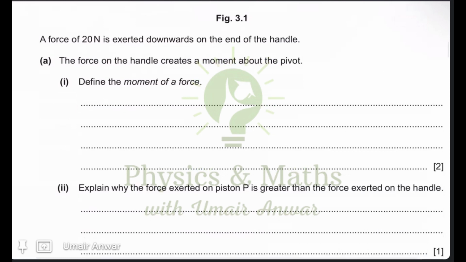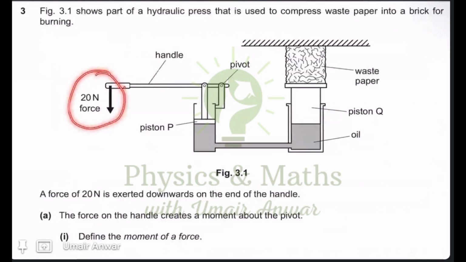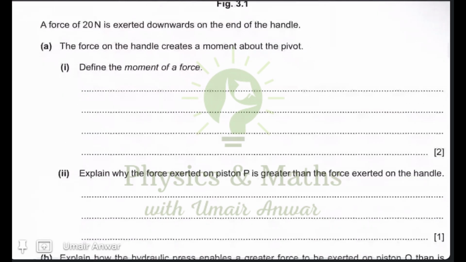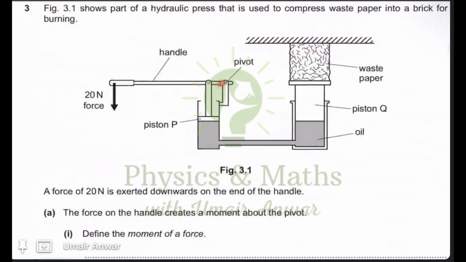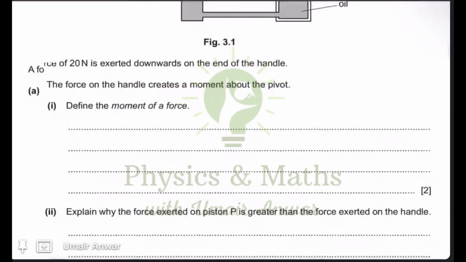Now the question says a force of 20 Newton is exerted downwards on the end of the handle. So we are applying a force of 20 Newton downwards on the end of this handle. Define how the force on the handle creates a moment about the pivot. So this is the pivot. When we press this downward, there is a moment in the handle in the downward direction.